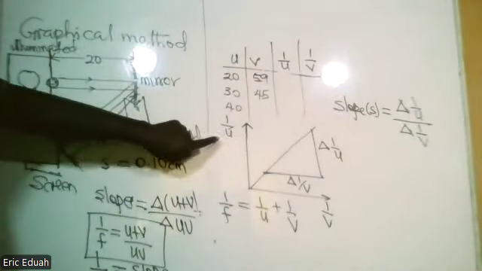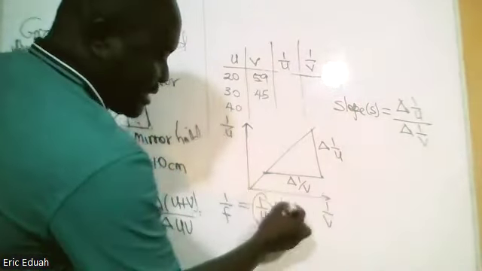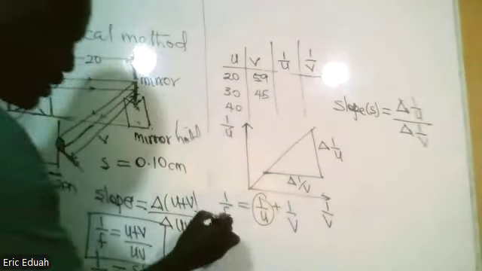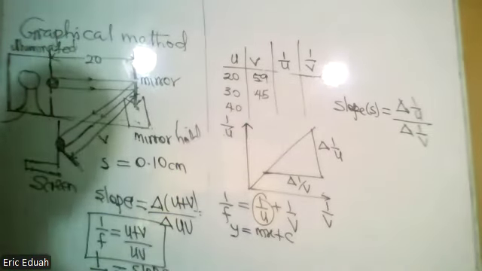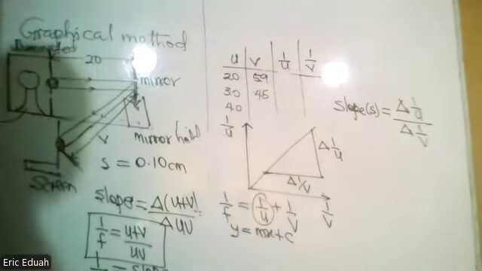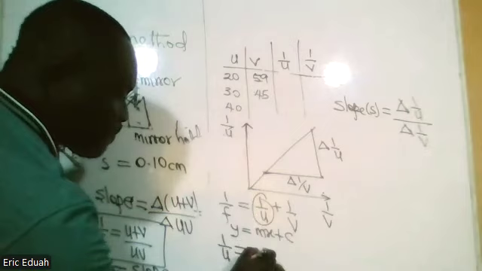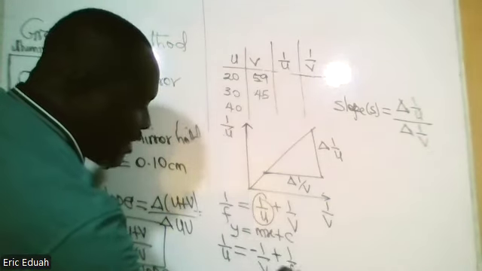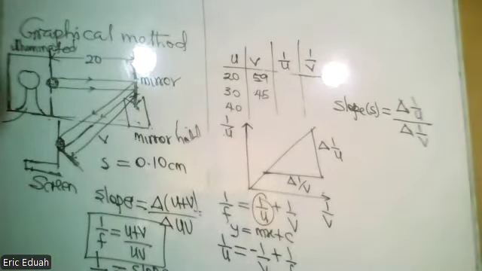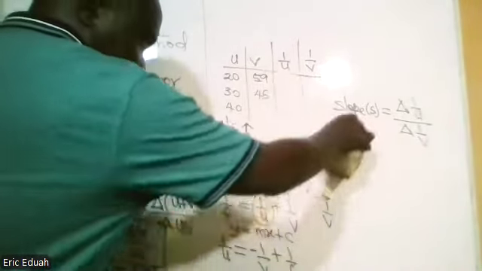You see over here, your vertical y is this, your horizontal x is this. So let's make an equation of a straight line, which is y is equal to mx. Let's make 1 on u the subject. The equation 1 over u will be equal to minus 1 over v plus 1 over f. Since this is the case, when you plot this graph, you have a negative graph.